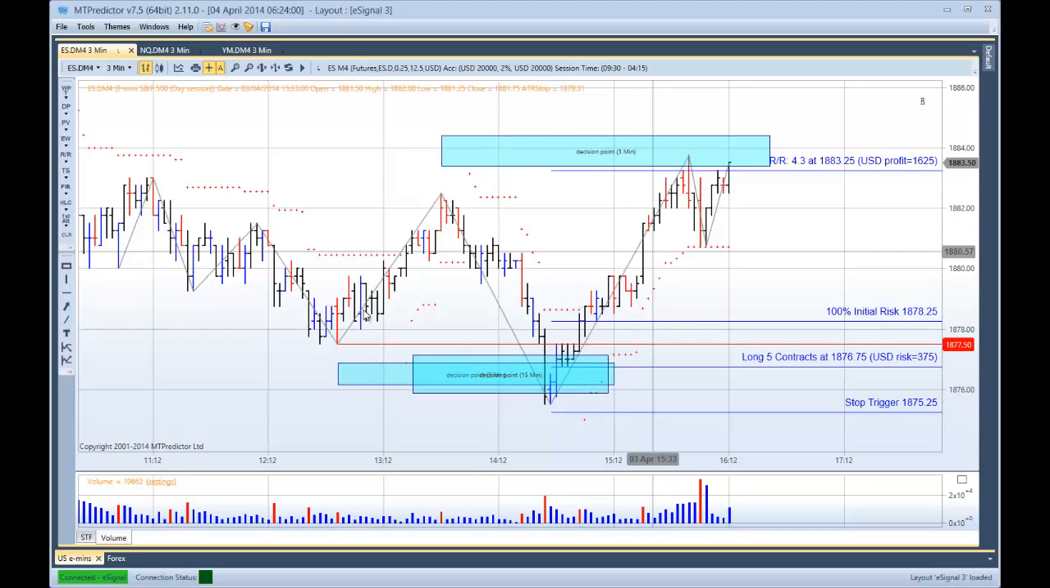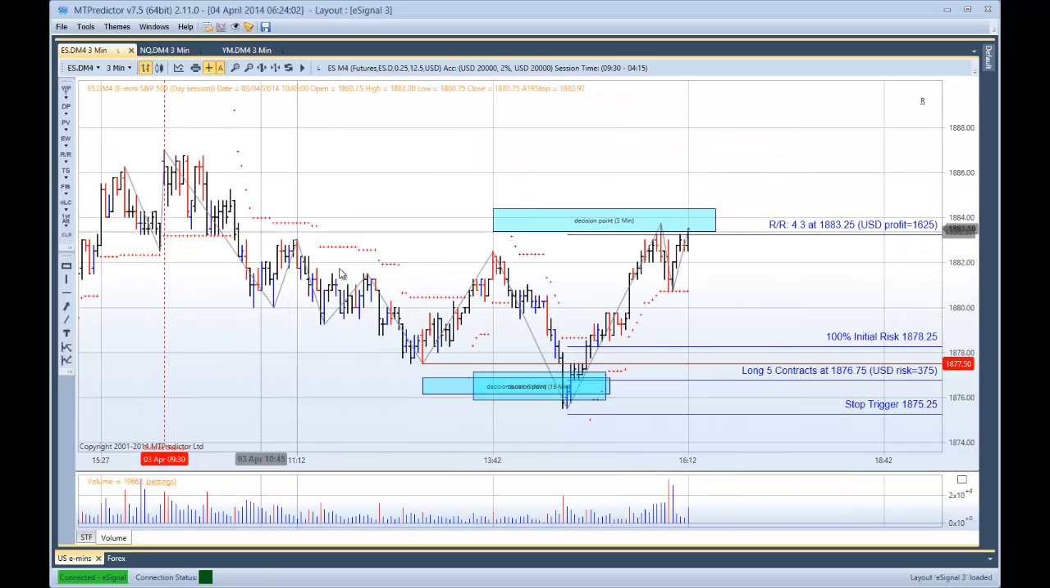So even though yesterday had no automatic setups on the ES chart, this particular setup here was a very, very good one, and one that we teach and is available to be found with the tools of the MTPredictor software program. So hopefully that's been a good example of one of the more advanced setups that we use in the MTPredictor software program.